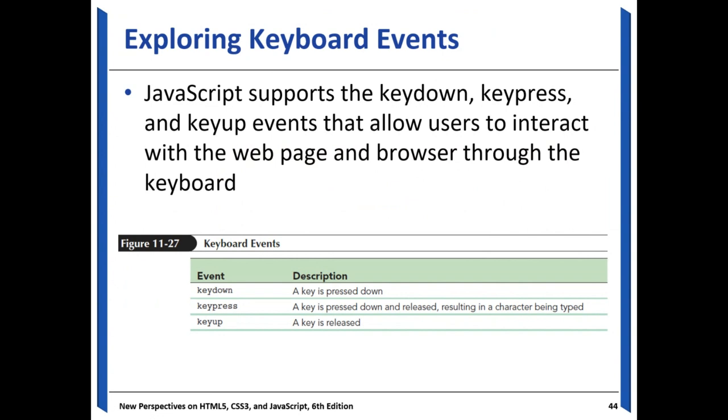Keydown is when the key is pressed down. Keypress is when the key is pressed down and released. It results in the character being typed. Keyup is just when the key is released.